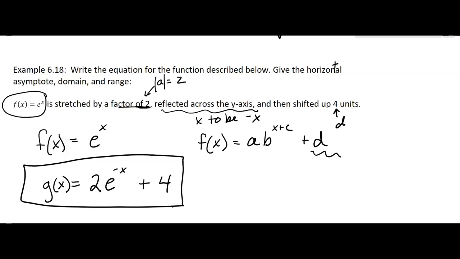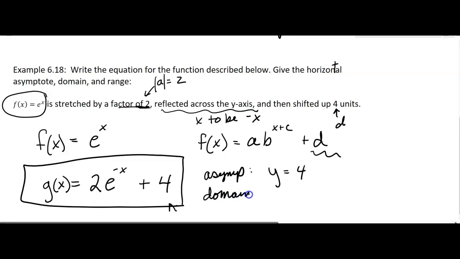They want us to give the asymptote. There is a vertical shift. That means the asymptote gets shifted. So it's going to be y equals 4. So the whole thing's shifting up 4 units. The domain, well, all our domains were all real numbers. And that's still the case here. And then the range. The range is going to be a little bit different because we had that shift. So it's going to go from 4 to infinity.